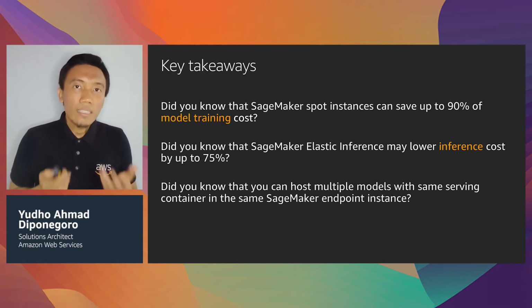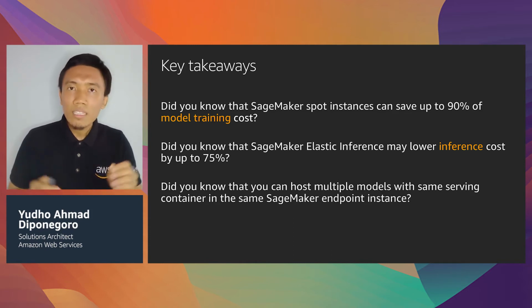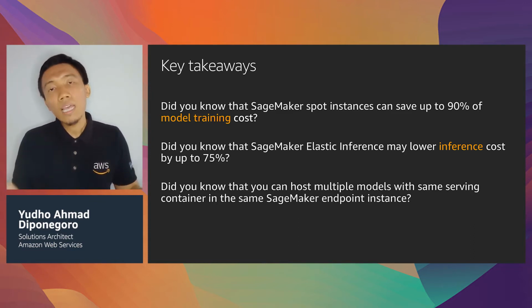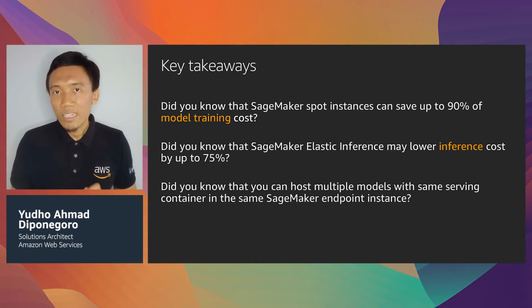And what if I tell you that we can potentially condense all of our models or some of our models into one serving instance instead of multiple instances, and we get to pay for less. So we can have multiple models in one instance as long as they share the same serving container.